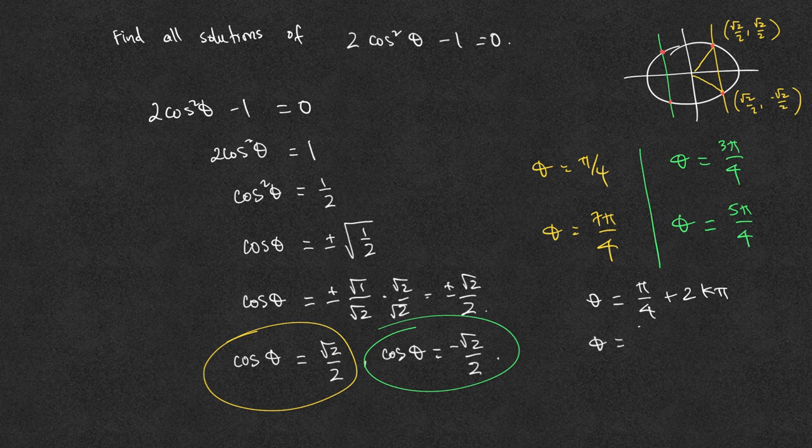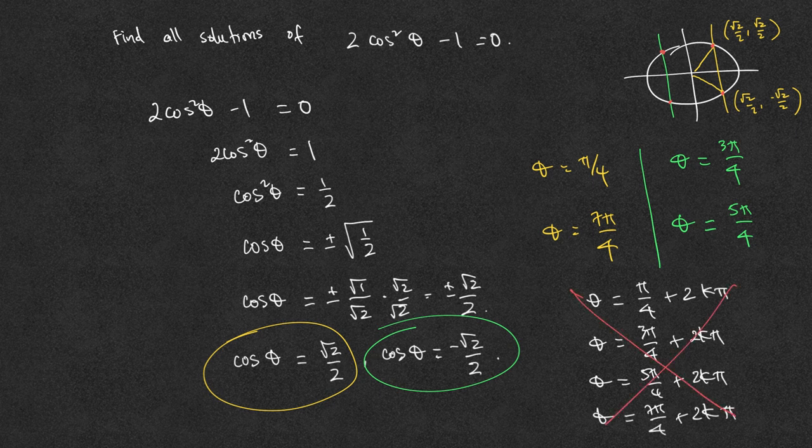Thus, we can take theta equals 3 pi over 4 plus 2k pi, theta equals 5 pi over 4 plus 2k pi, theta equals 7 pi over 4 plus 2k pi. But this is in poor taste, and it is simply incorrect notation.